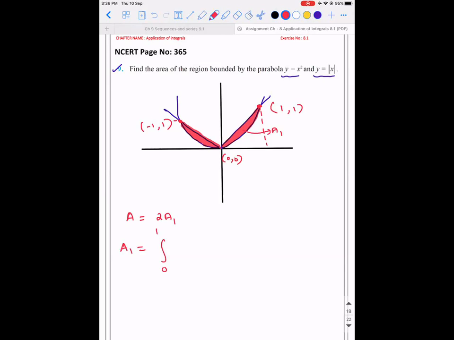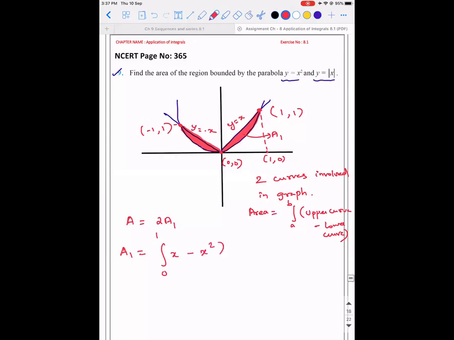See, whenever there are 2 curves, there's an important point, make a note of it. Whenever there are 2 curves involved in the graph, area will be equal to integral of A to B, upper curve minus lower curve. Since you're taking the limits from 0 to 1, between 0 to 1, which is the upper curve? Y is equal to mod x, it is only y is equal to x. So upper curve minus what is the lower curve? X square. X square dx.